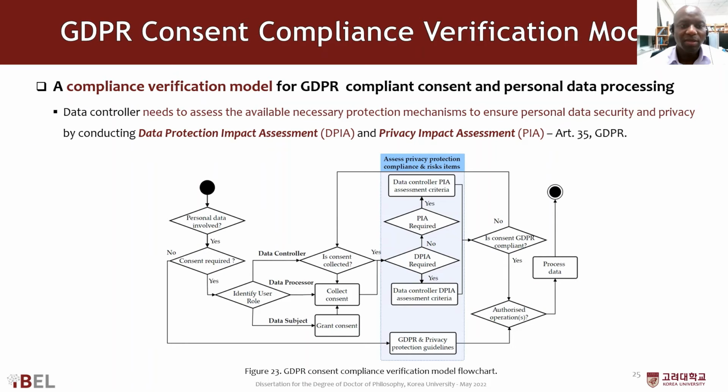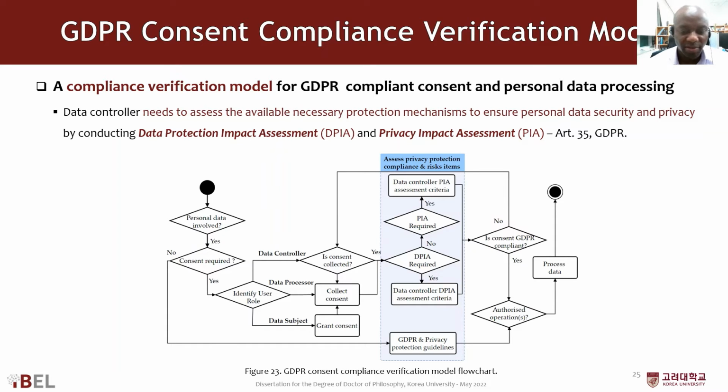The proposed GDPR consent compliance verification scheme enables the data subject to assess the available necessary protection mechanisms to ensure that personal data security and privacy are ensured by conducting data protection impact assessment and privacy impact assessment as required by GDPR. First of all, they have to figure out whether personal data is involved or not. If yes, they have to check whether consent is required or not. And then they have to verify the user role.